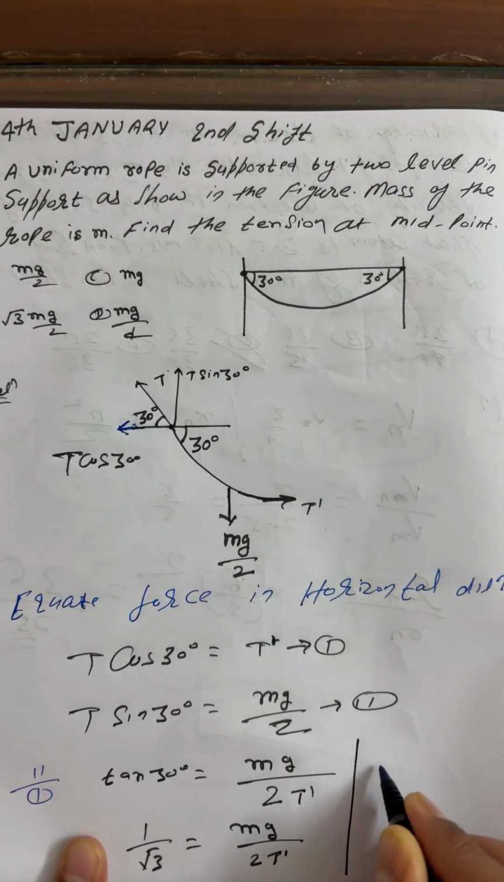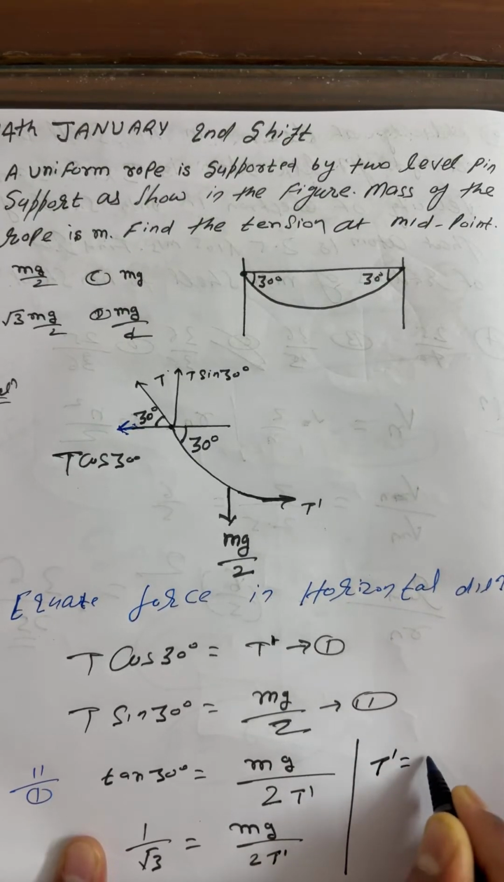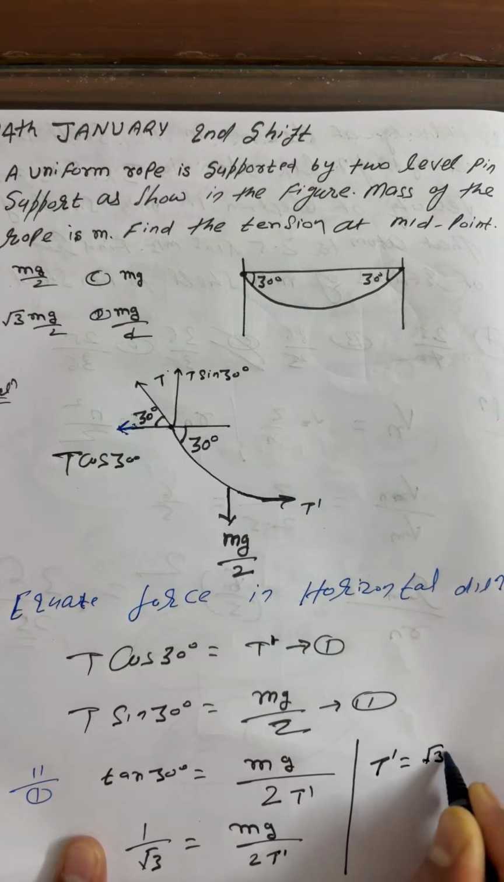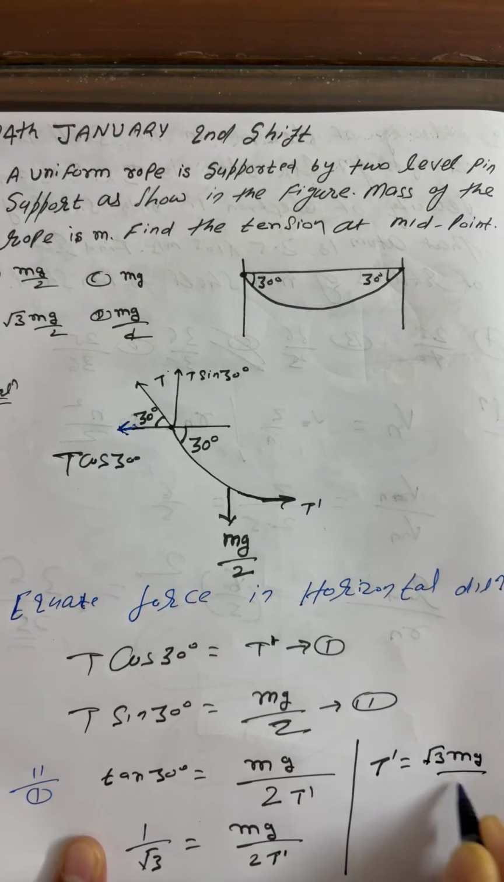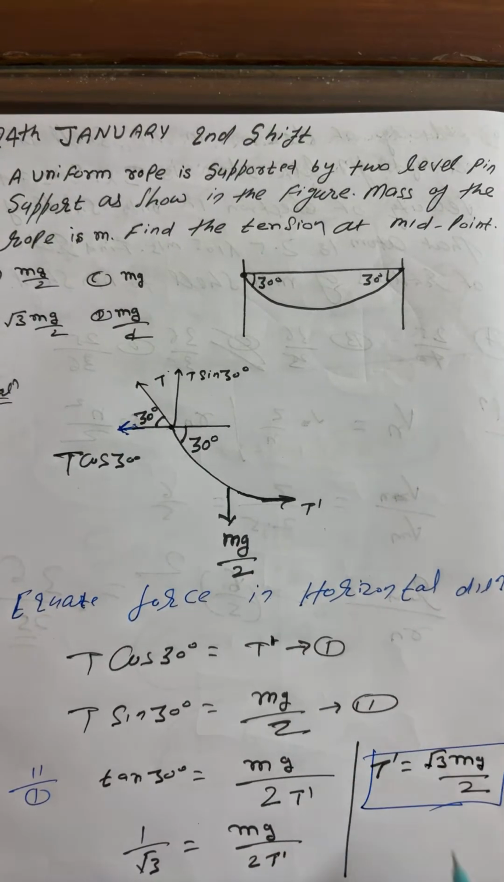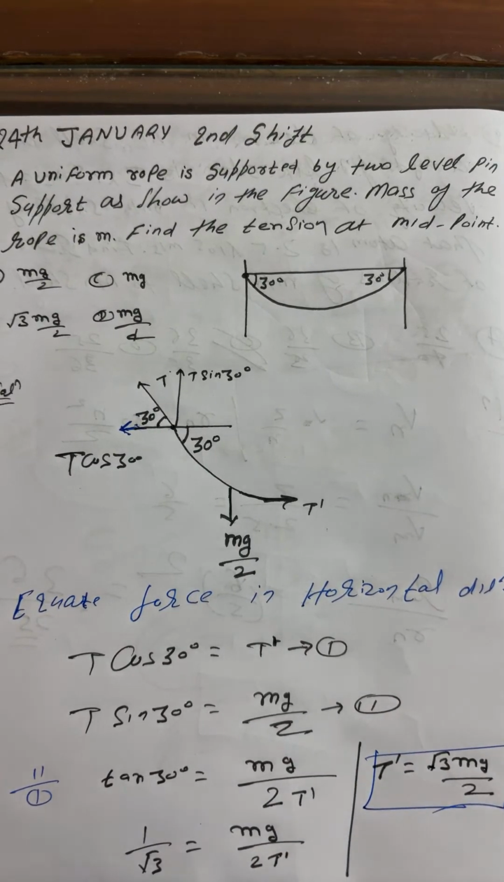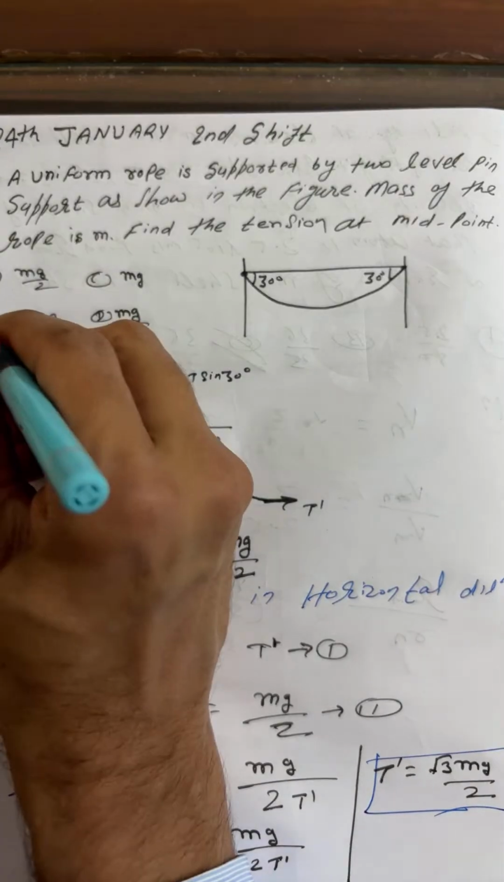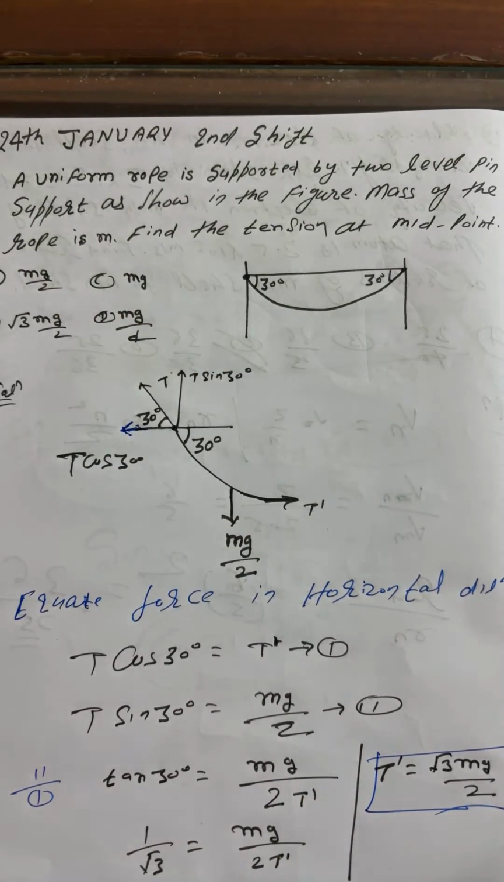Finally, the answer to this question is root 3 Mg by 2. So student, this is the answer. Which option is correct? Yes, option B is the correct answer.